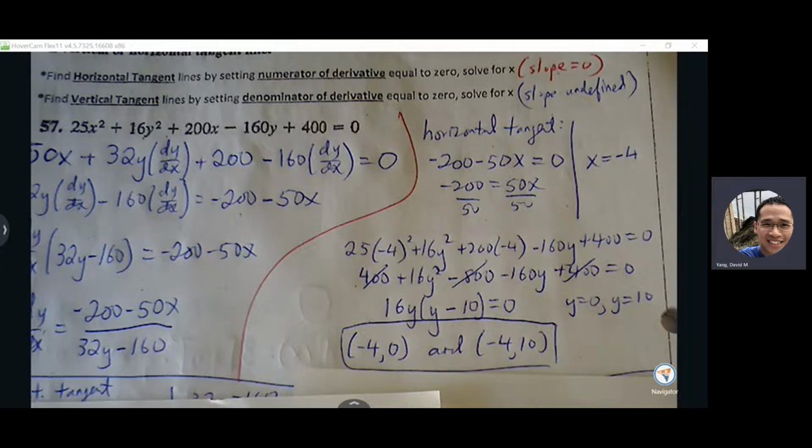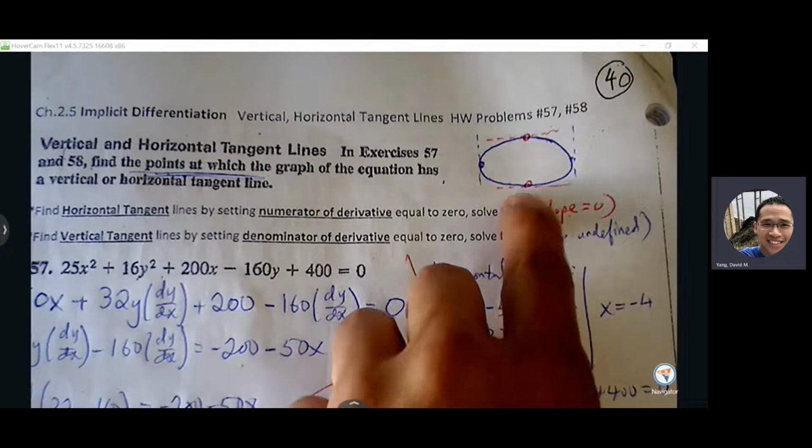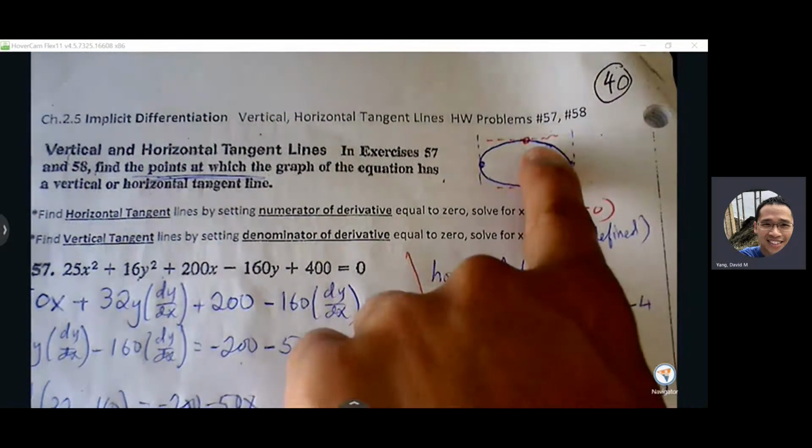So these points are directly above each other, which we can't do in a function, but we're not dealing with a function. So we're able to now find these two points: negative 4, 0, and negative 4, 10.